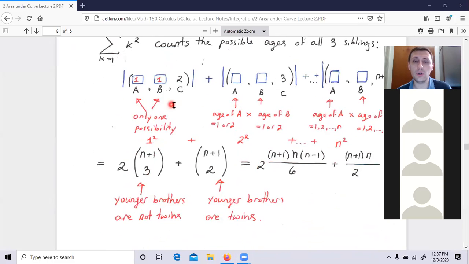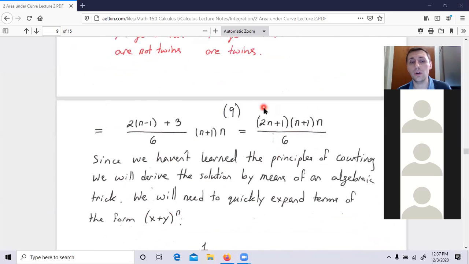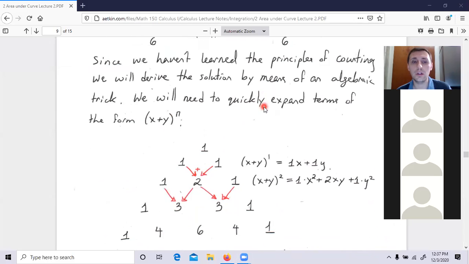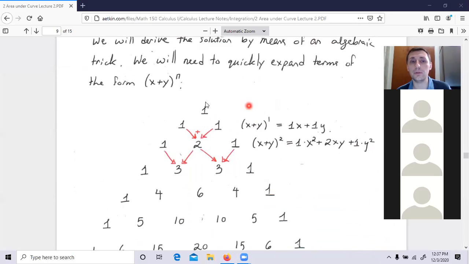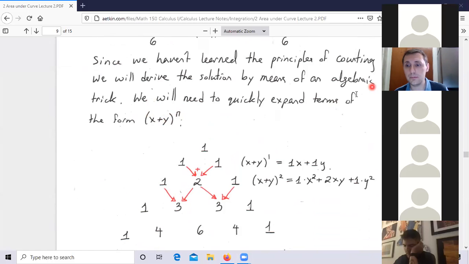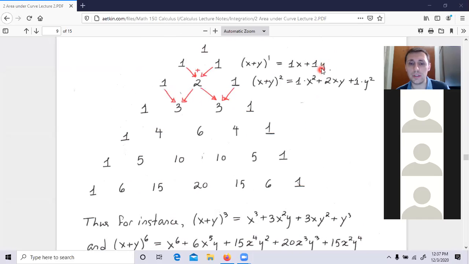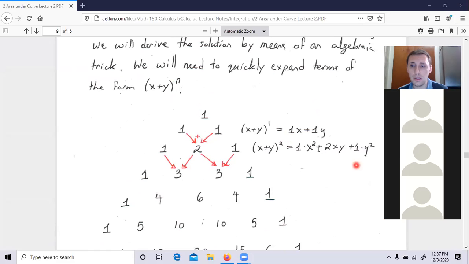Yes, that's the combinatorial analysis I explained to those that understand how I can figure it, but we're going to go a different route. All right, so first we remember how to expand x plus 1 plus y to the power of n. We have this Pascal triangle.